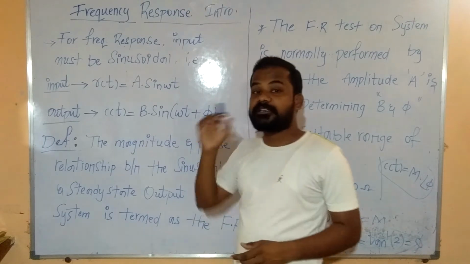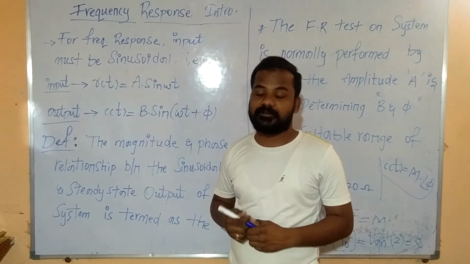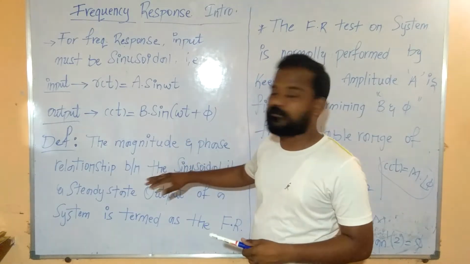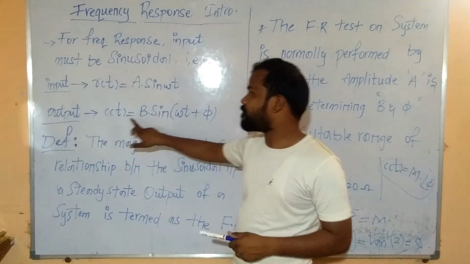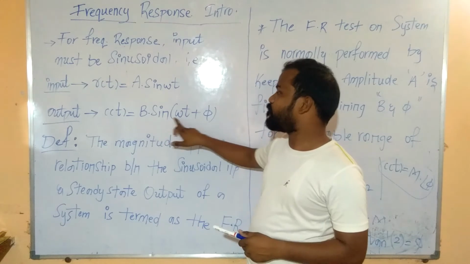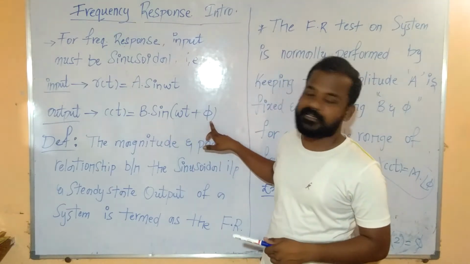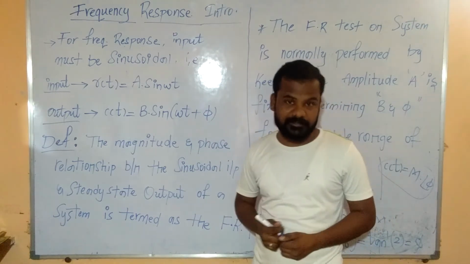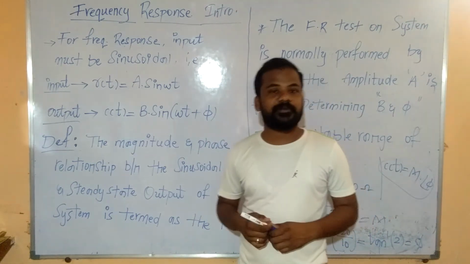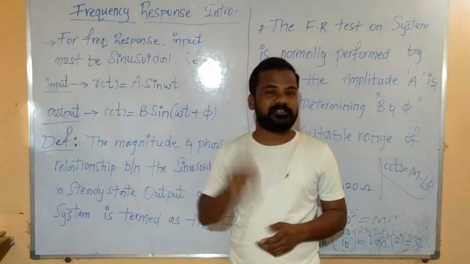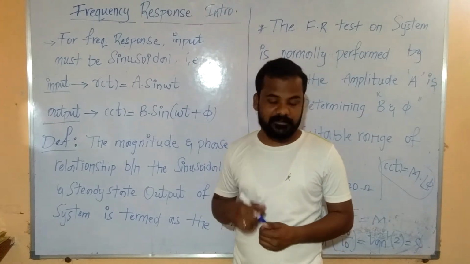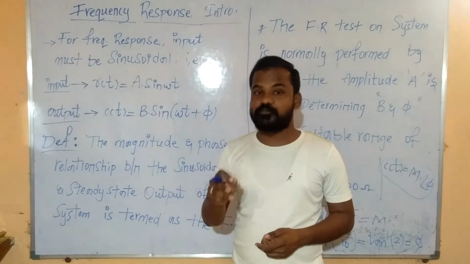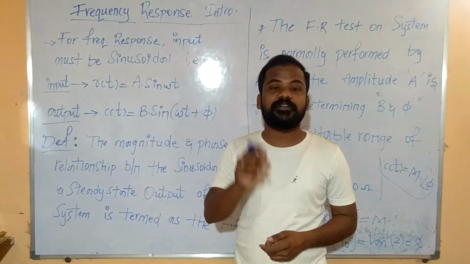And what is the output we are expecting from the system when we apply the frequency response? The output must be in the form c of t is equal to B into sine omega t plus phi. Here B is the magnitude of the system and phi is the angle of the system. So whatever sinusoidal function is given to the system, finally we get the total output in the form of magnitude and angle.